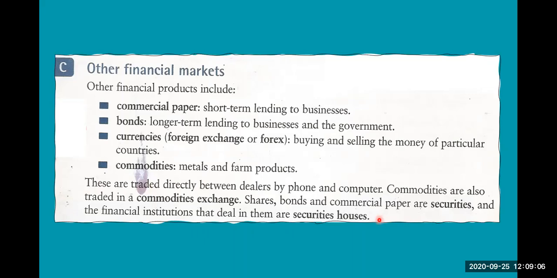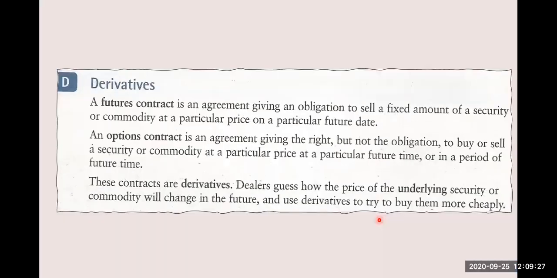These are traded directly between dealers by phone and computer. Commodities are also traded in a commodities exchange. Shares, bonds, and commercial paper are securities, and the financial institutions that deal in them are securities houses. Very good.